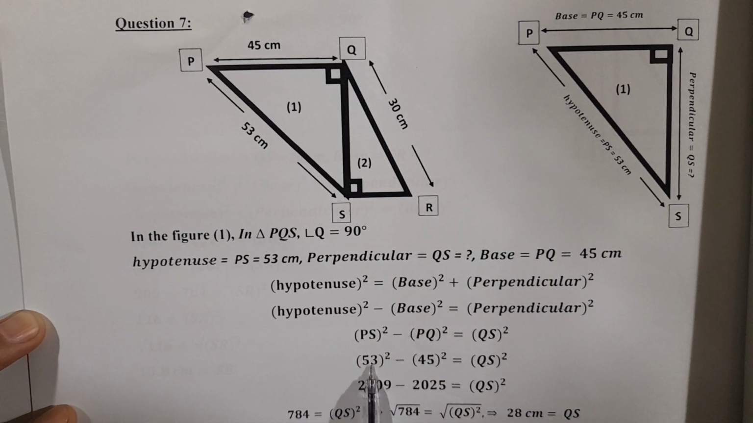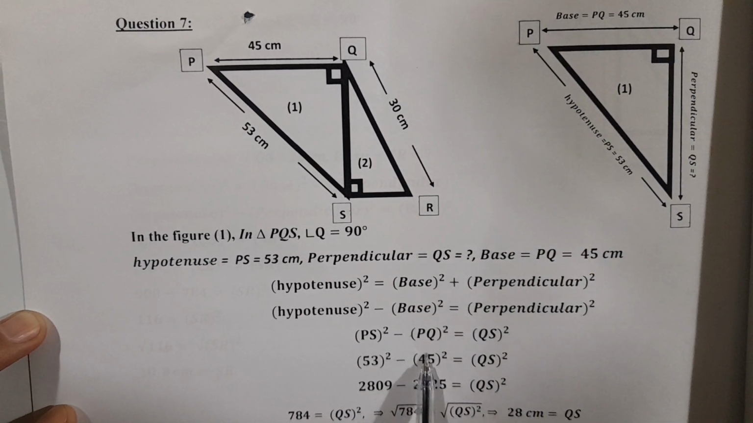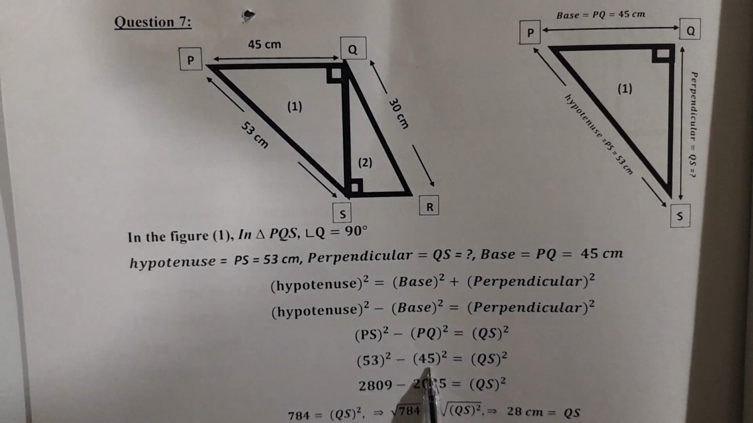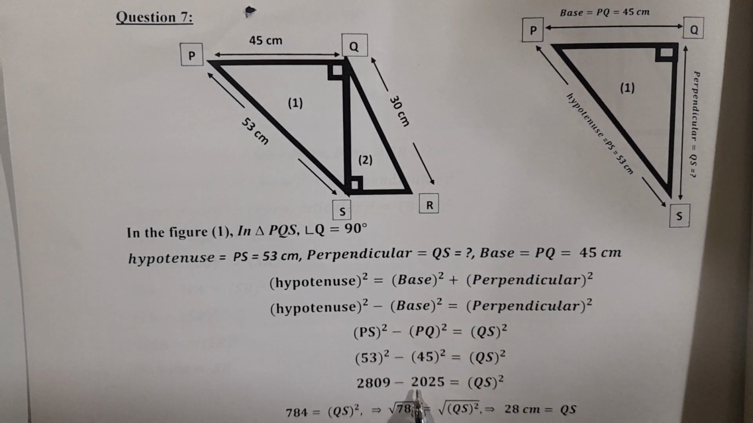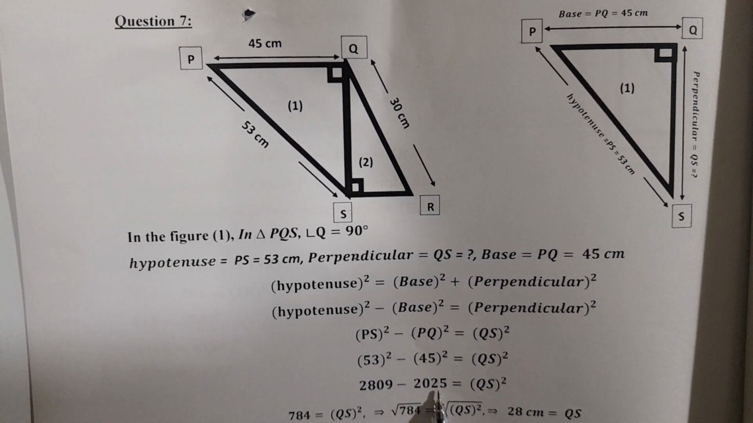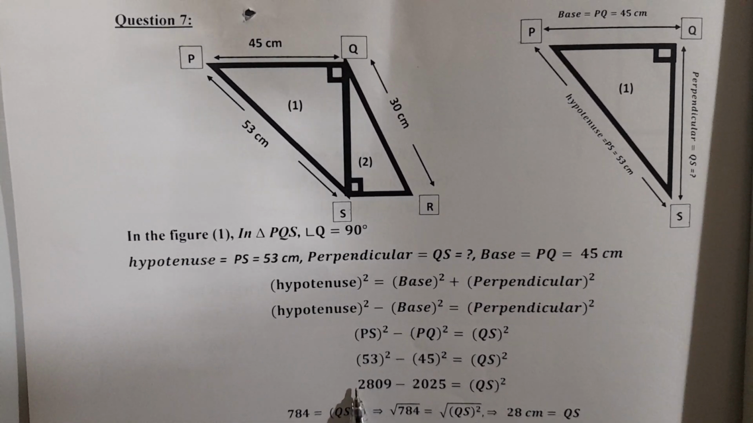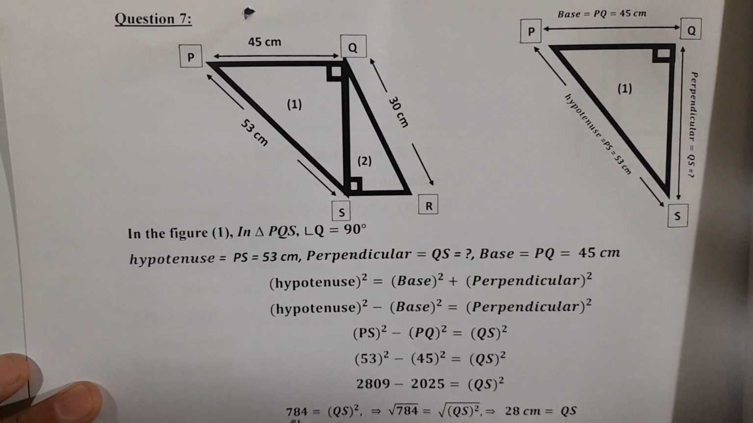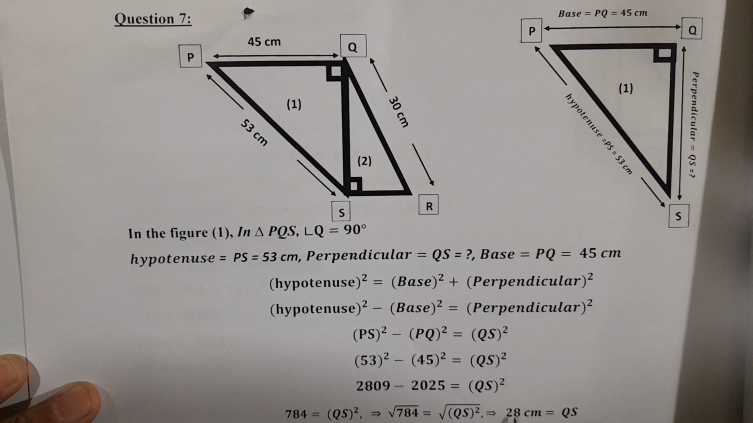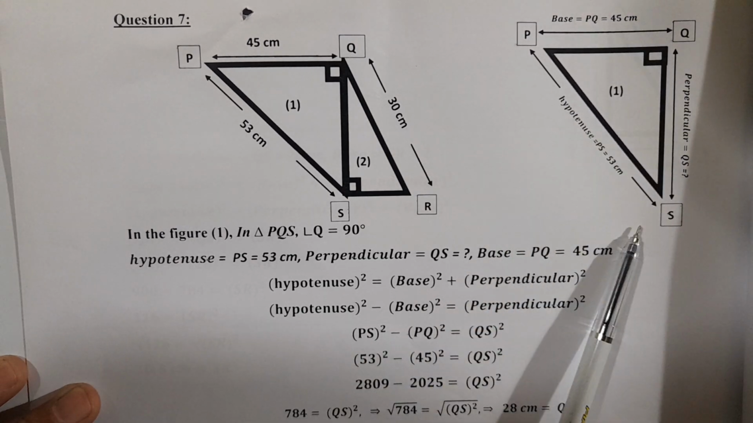So, hypotenuse PS is 53. Put the value 53 and square it: 2809. Then base PQ is 45. Put the value 45 and square it: 2025. We have to subtract 2025 from 2809. So, the answer is 784, and then take the square root on both sides. QS is 28 centimeters. So, this perpendicular QS is 28 centimeters.